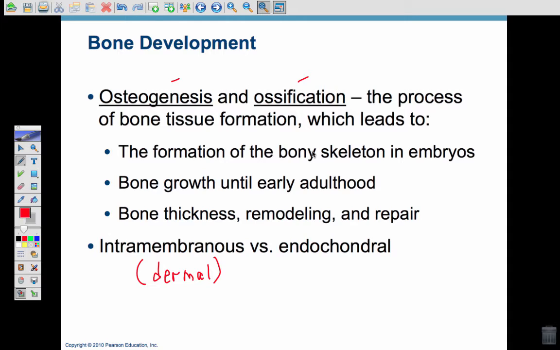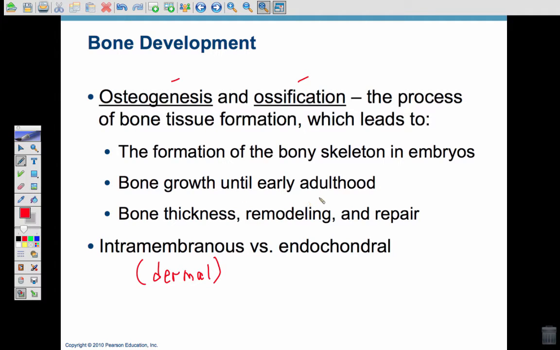There are two aspects of this, osteogenesis and ossification. Osteogenesis is the development of the bone cells, and ossification is the way that the hydroxyapatite calcium phosphates are added to the matrix of the bone that gives the bone its hardness and strength. So the process that we're talking about is involved in the formation of the embryonic skeleton.